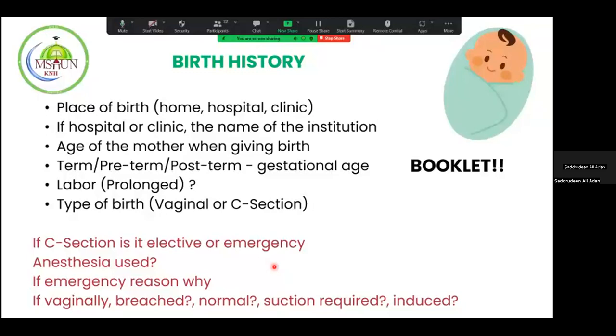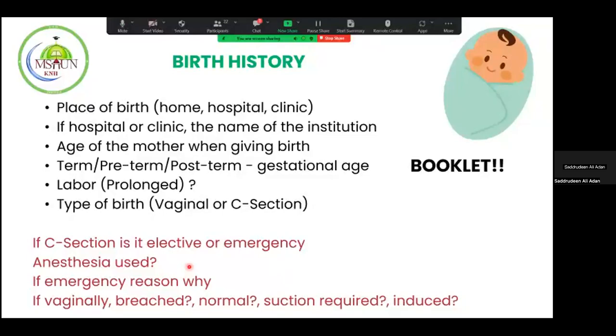If it was a C-section, was it an elective, where the mother was booked prior and she knew that she was going to have a C-section, or was it an emergency? Was there anesthesia that was used? Was it a general anesthesia where she was put to sleep completely, or was it a spinal anesthesia where she was just paralyzed from maybe the abdomen downwards? And if it was an emergency, kindly indicate the reason why.